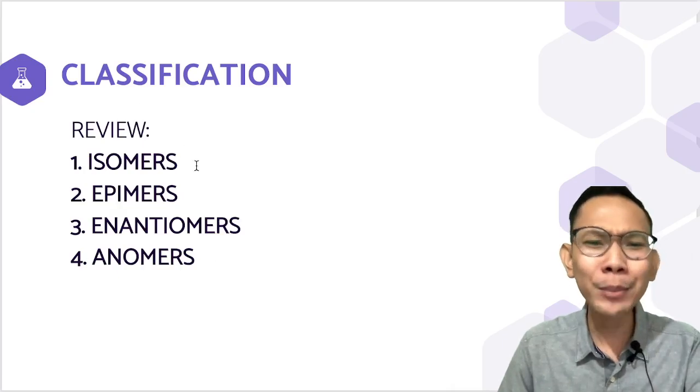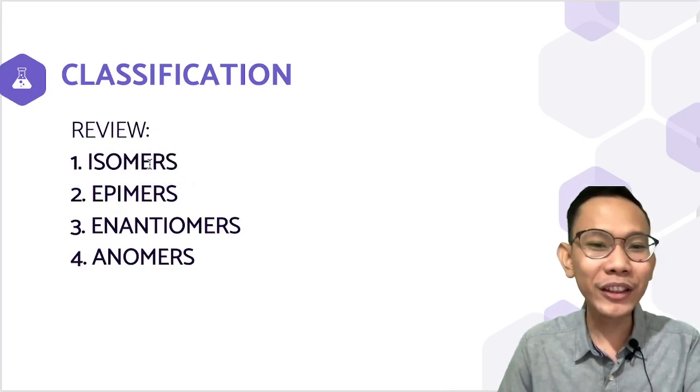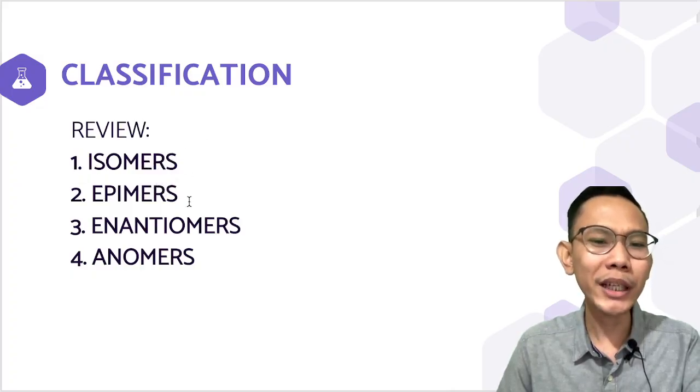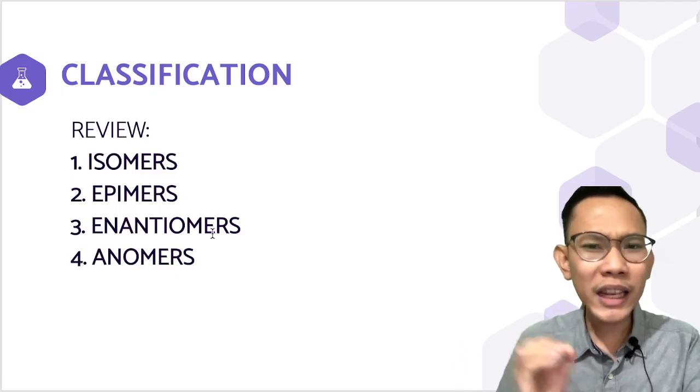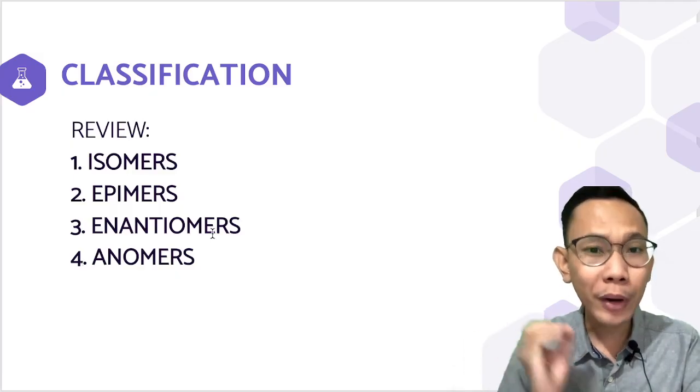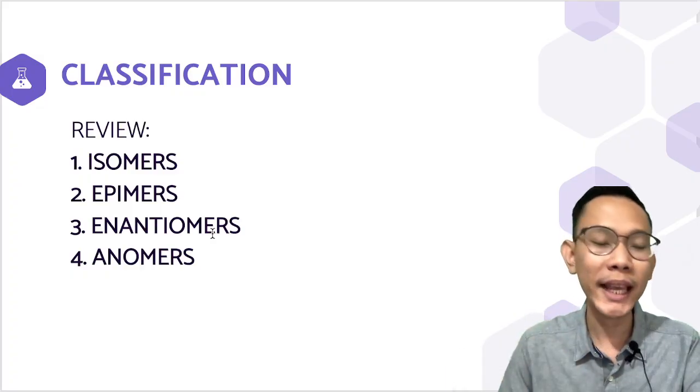So I hope you were able to classify these different terminologies sa ating stereochemistry: the isomer, epimer, enantiomer, and anomers. If you still have any clarification on this part, please do not hesitate to PM me anytime, okay?